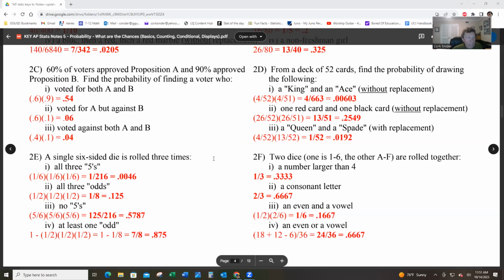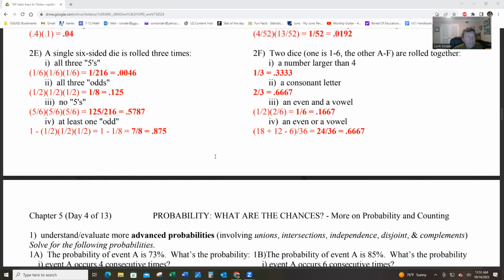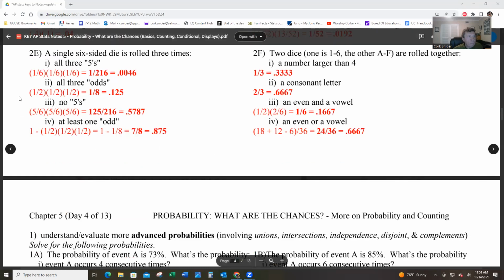All right. We got 2 more to do. Let's do E and F here. So let's do E. A single 6-sided die. You guys all know what a die is. What are the chances you get all 3s? Well, all 3s is going to be 1/6 of the time, multiplied to the 3rd power. 1/6 times 1/6 times 1/6. And remember, you got natural replacement with the die. You can't do non-replacement because it's a die. It just gets rolled again.